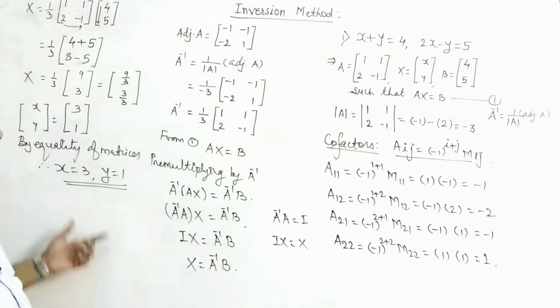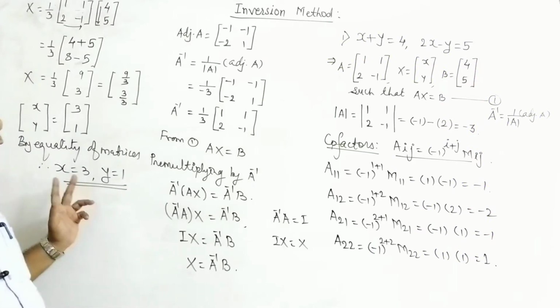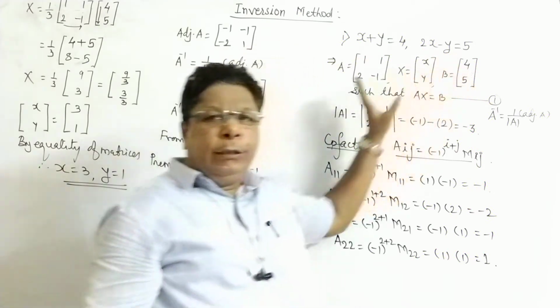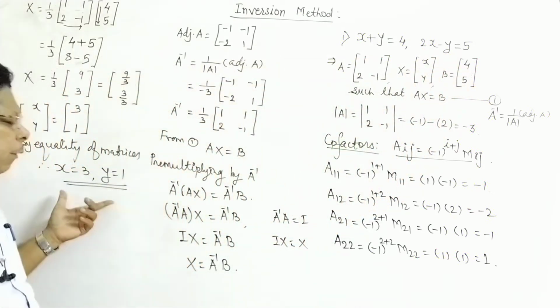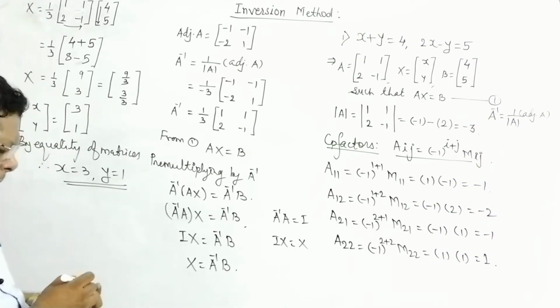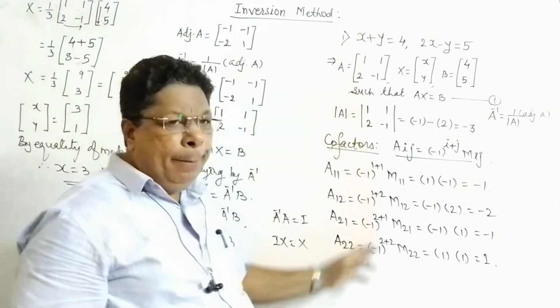Okay, we can check whether these values are correct or not. We can substitute the values of x and y in this equation. If LHS is equal to RHS, it means the values of x and y are correct. Okay, do you understand any problem?